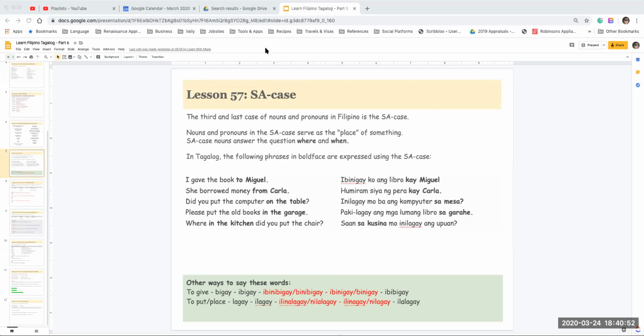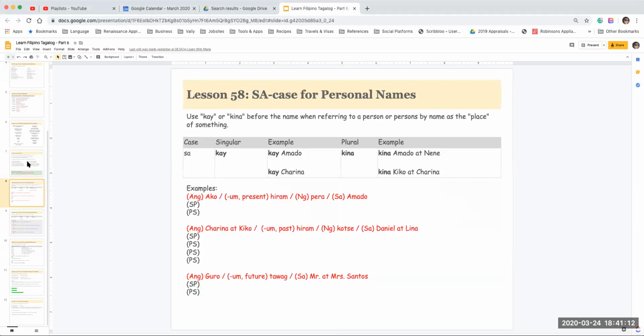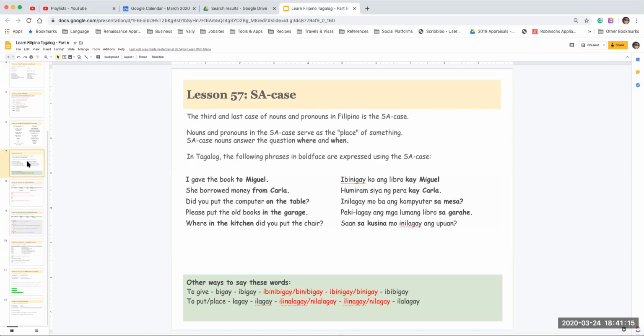Very good. So again, sa case, if you notice in the English translation, it's a prepositional phrase, because sa functions as a preposition in Tagalog. I see with regard to Miguel and Carla, it's kay. Yes, that's correct. Now we will explain why it is kay and this one is sa. That's what we're going to look at on the next page.